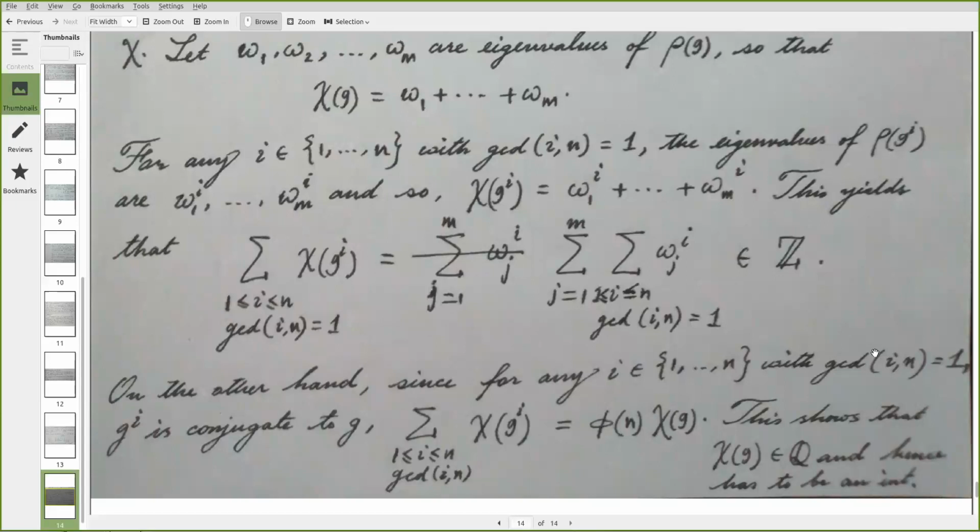Now, phi n times chi g is an integer. So therefore, chi g is a rational number. And already we know that chi g is an algebraic integer. So from there, it follows that it's an integer. So again, this is another application of the third property. Let me remind you that this gives you a very powerful technique of showing something is an integer. So we have seen two applications of that.